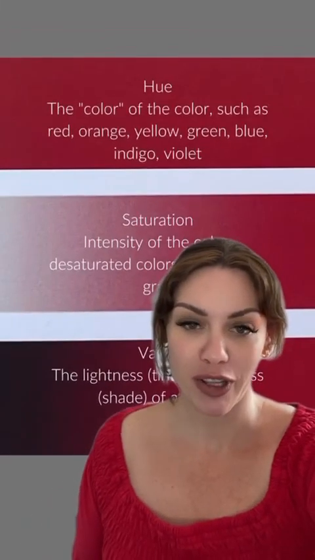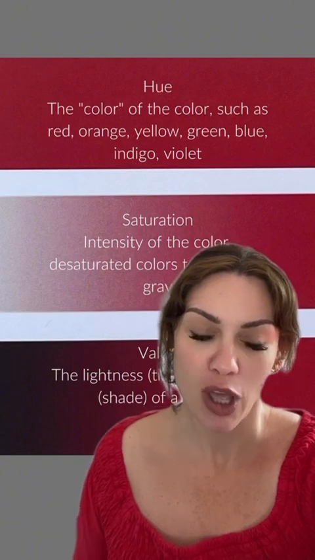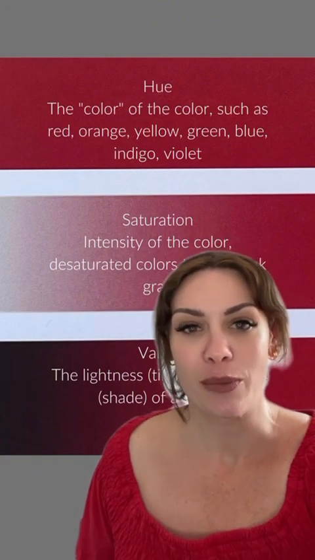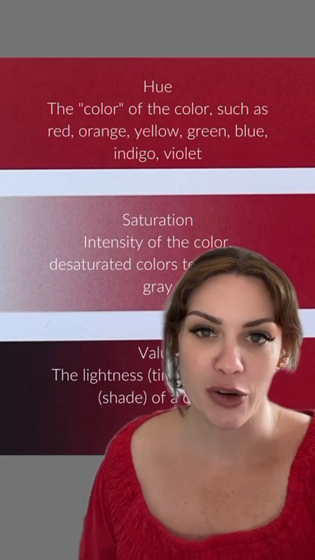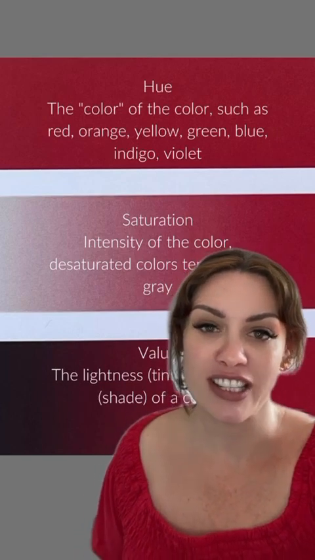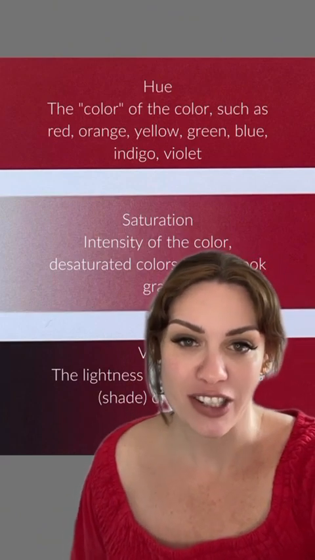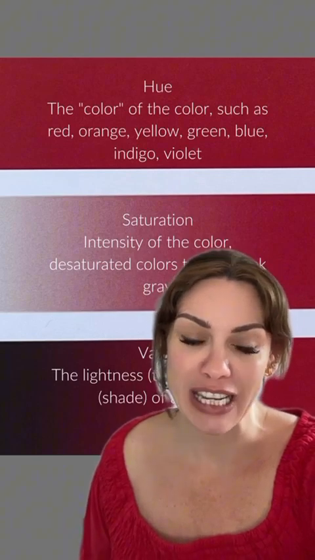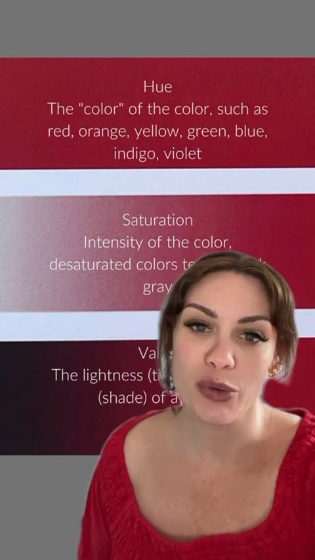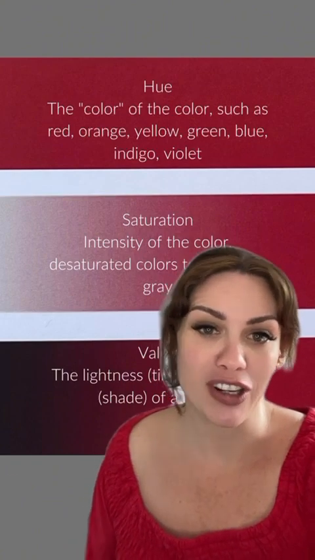What you need to look at when you're identifying a colour is the hue, the saturation and the value. When I talk about the hue, I'm talking about the colour, such as red, orange, green, blue, indigo, violet, any kind of colour. And then you need to look at the saturation, and that's the intensity of the colour. Desaturated colours tend to look very grey and muted. And then what you want to look at is the value, the lightness. So this is a spectrum from dark to light. Now I'm going to explain how I apply those principles when I'm looking at clients' lips.